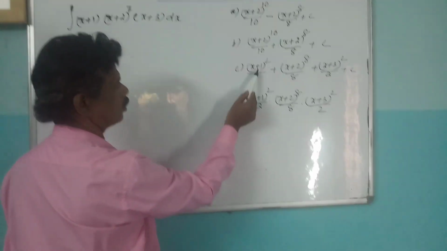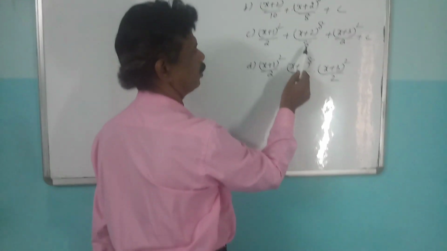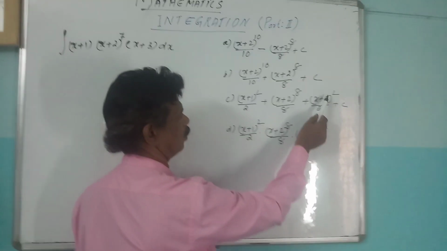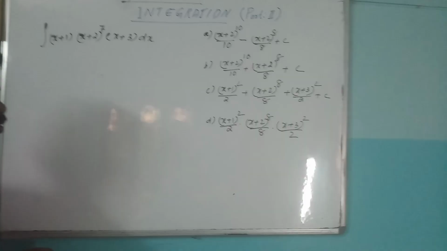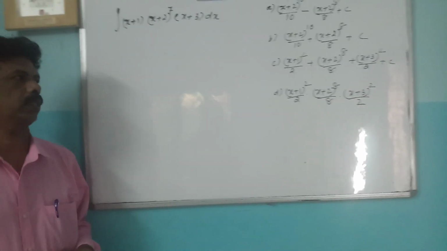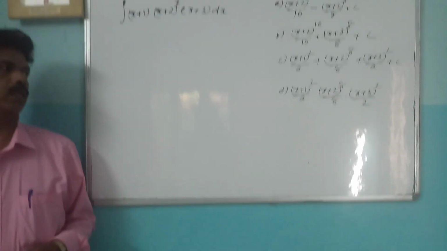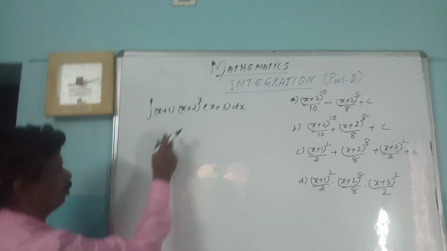Third choice, (x plus 1) whole square by 2 plus (x plus 2) raised to 8 by 8 plus (x plus 3) whole square by 2 plus c. The last choice, (x plus 1) whole square by 2 into (x plus 2) raised to 8 by 8 into (x plus 3) whole square by 2 plus c. Okay, how to do this problem?